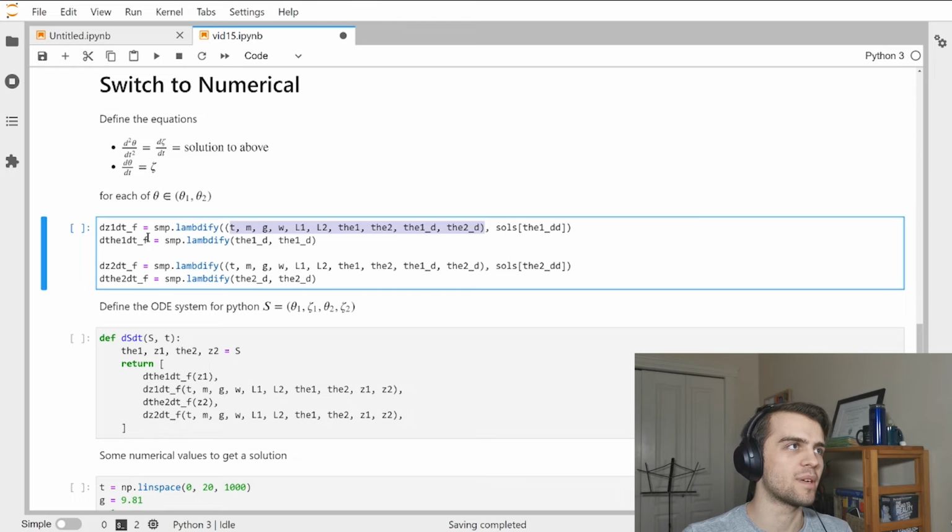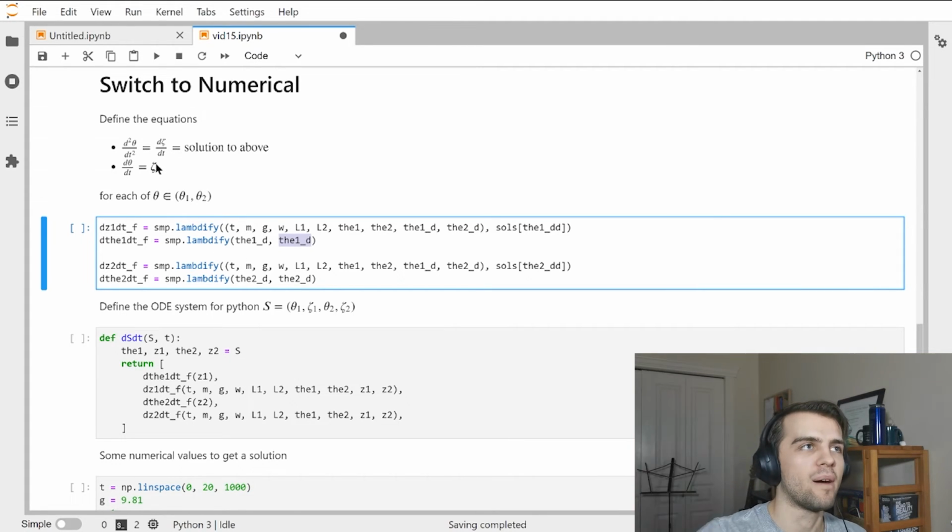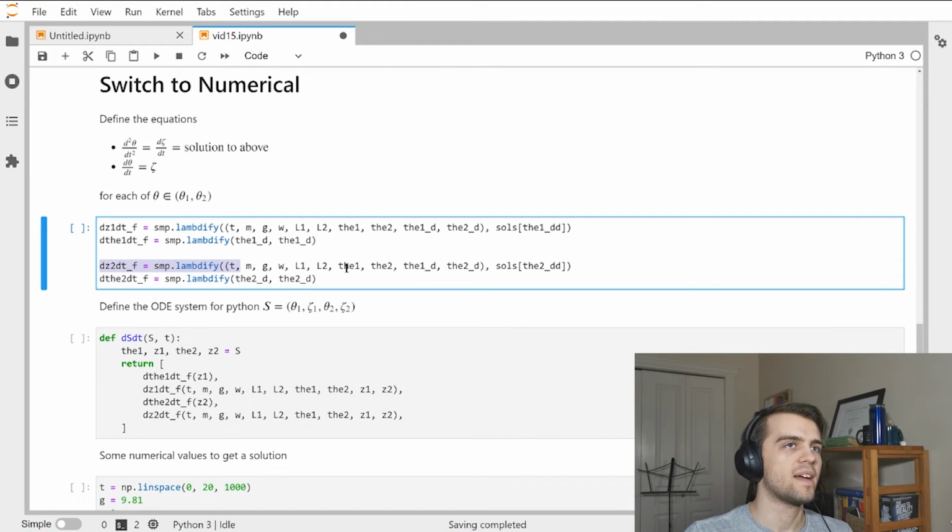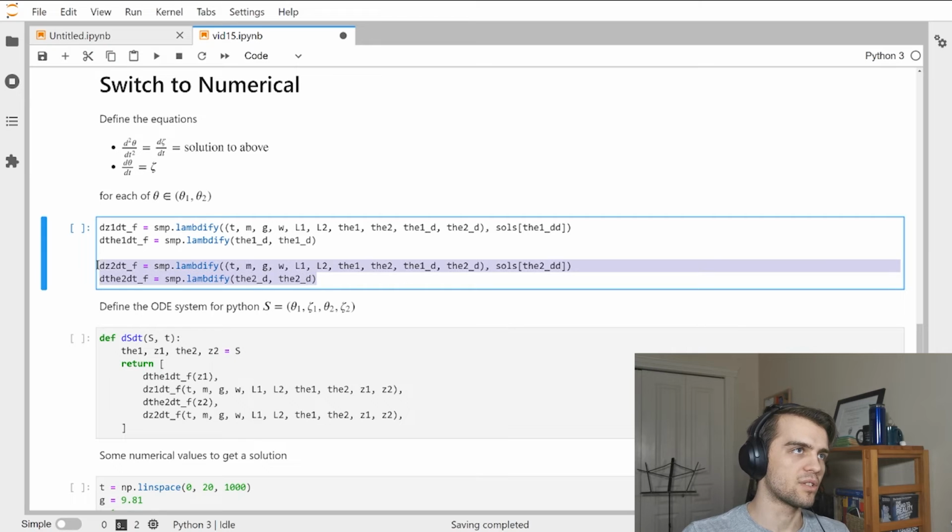And so that's d theta 1 dt. d theta 1 dt is simple. It takes in theta 1 dot, and it returns theta 1 dot. That's just these d theta dt. D zeta 2 dt, same thing, and same thing with d theta 2 dt as well.